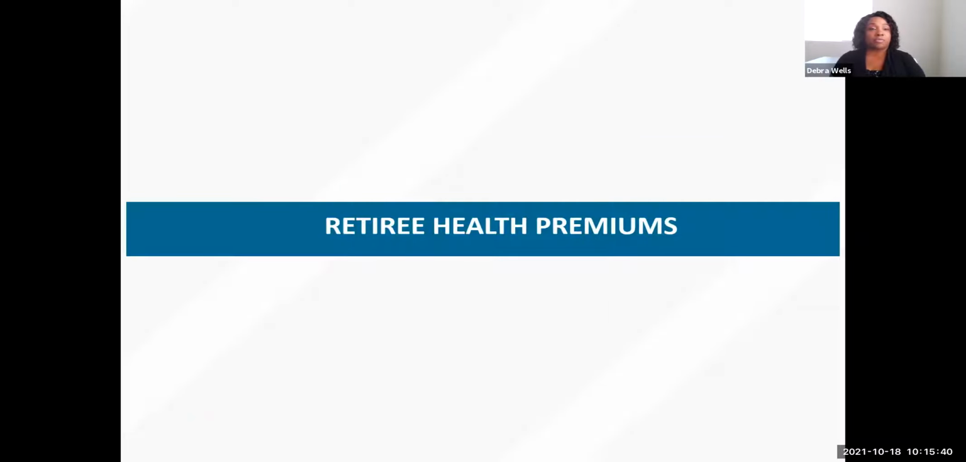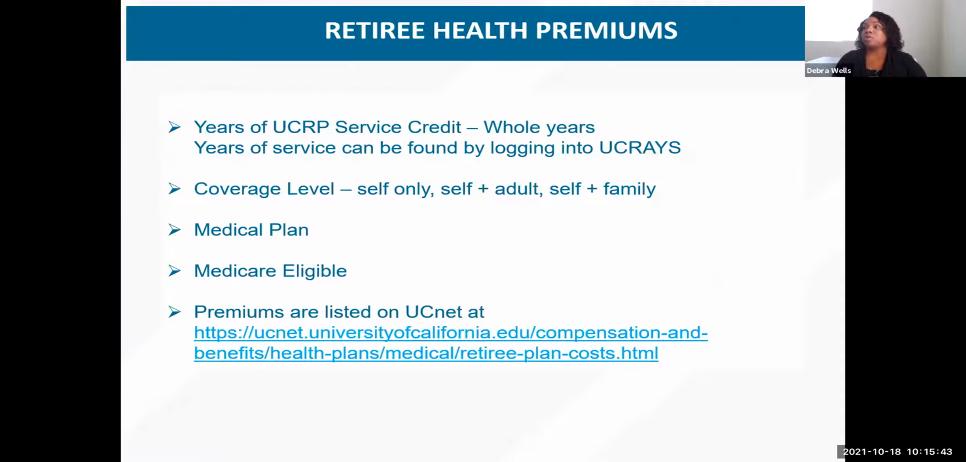A little bit about retiree health premiums. When you retired from UC, you worked a certain amount of years. UCRP service credit is what we will look at in whole years, not your employment service credit. It also depends on your coverage level: if you're covering yourself only, an adult, or family coverage, the medical plan that you're in, and whether or not you're eligible for Medicare. The premiums can be found here at this link.